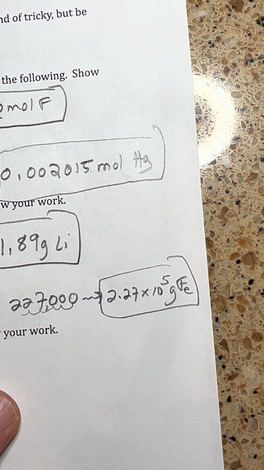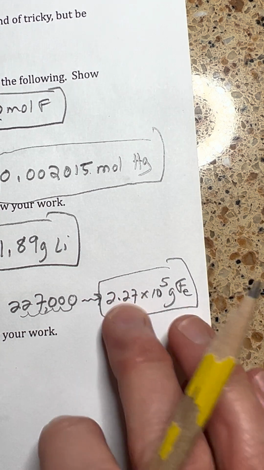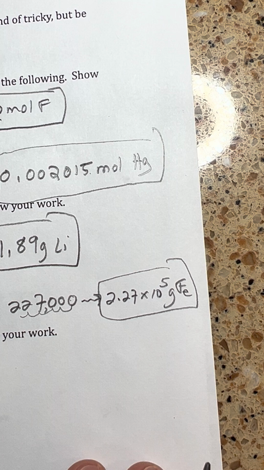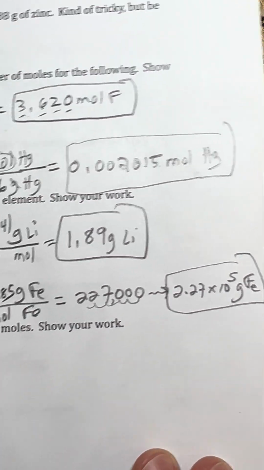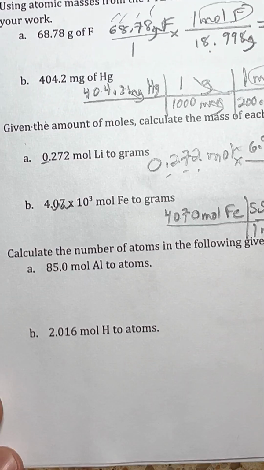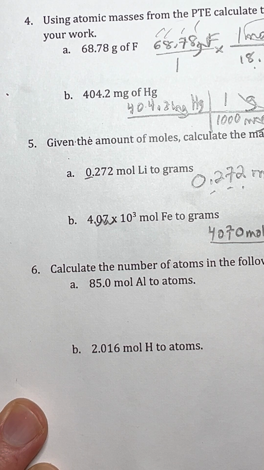So you could do either way. I think when you do it in WebAssign, it may want it in scientific notation. Note that this assignment is very similar to the WebAssign you'll have in the future. Question 6 says calculate the number of atoms.